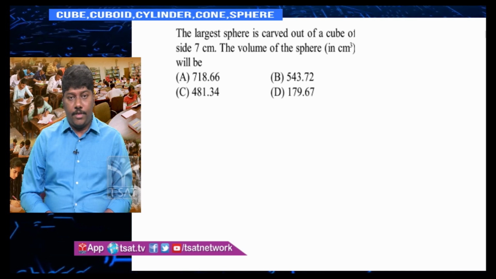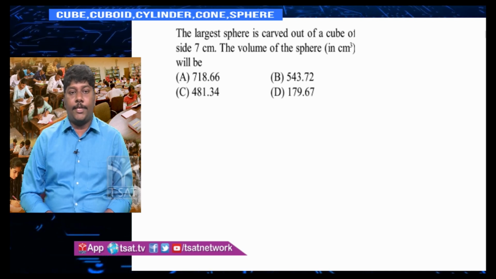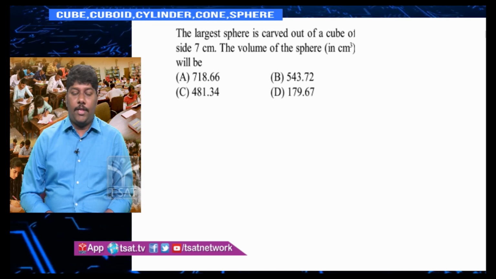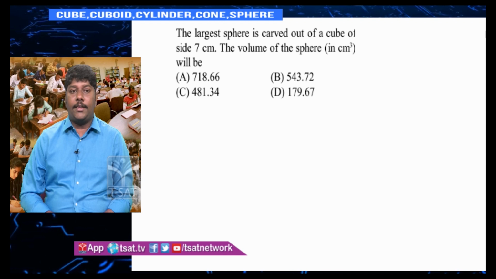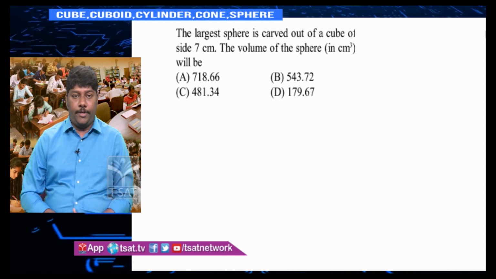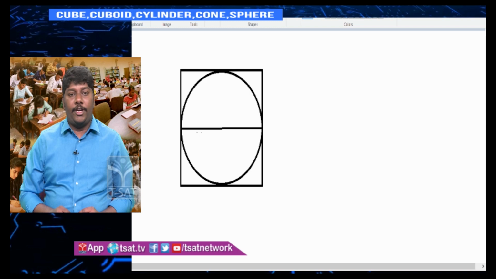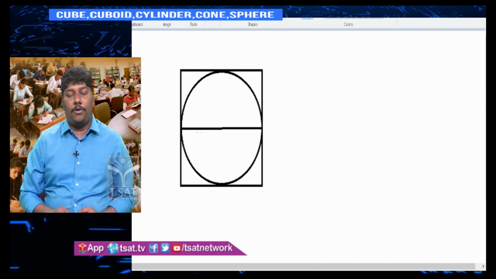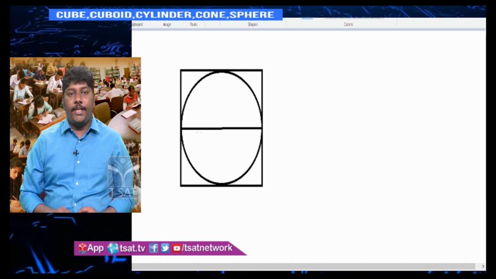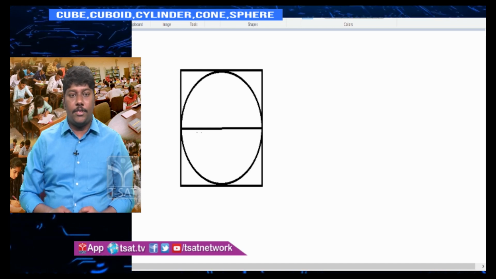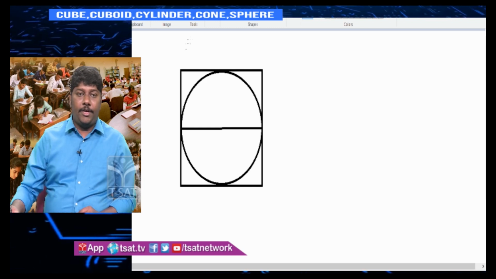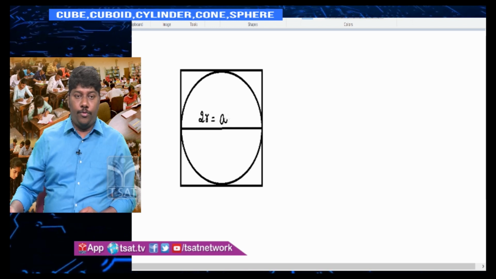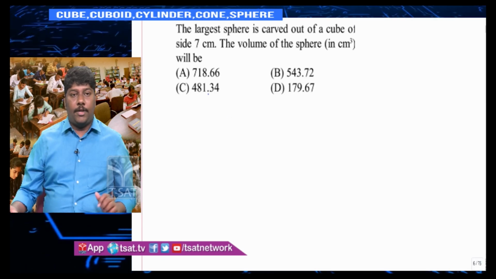The largest sphere is carved out of a cube of side 7 centimeter. The volume of the sphere in centimeter cube will be, the largest sphere carved out of the cube of side 7 centimeter. I have taken a cube. Cube front view is a square, and I am just carving out the largest sphere possible out of a cube. The front view looks like this. It is like a circle inscribed in a square. Now, what will be equal? The diameter of the sphere, that is 2r, should be equal to the edge of the cube. 2r is equal to a here.